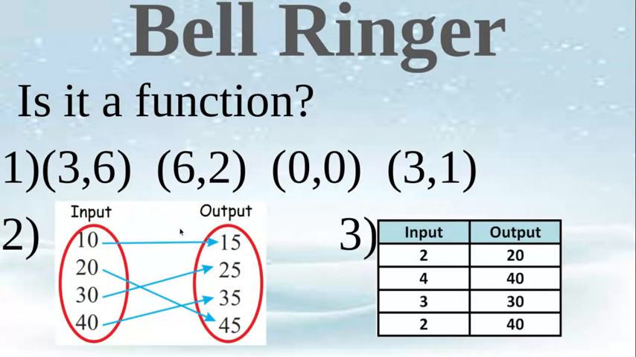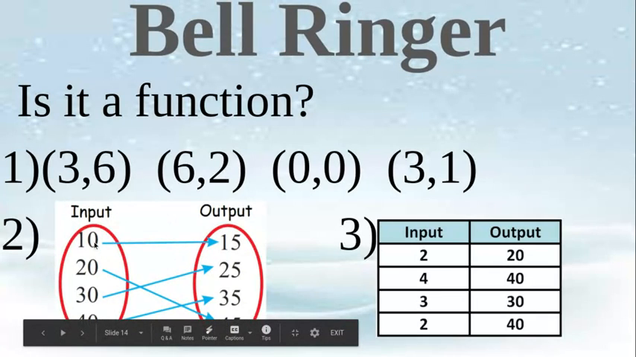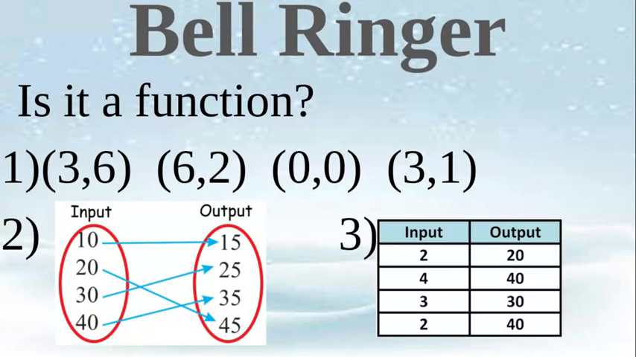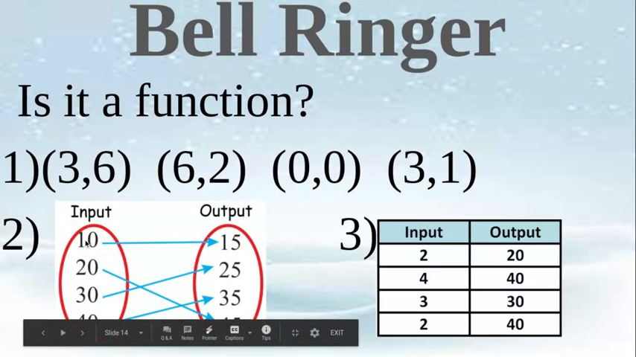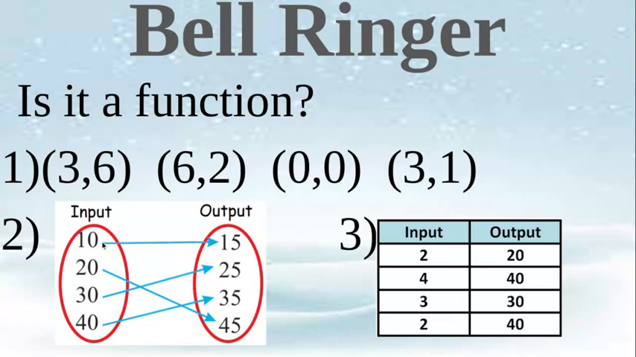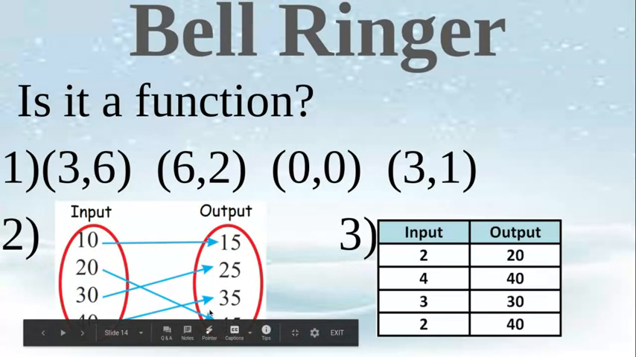If we look at number 2, we have a mapping. 10's going to 15, 20's going to 45, 30's going to 25, and the last one, 40's going to 35. So if we look at those, is it a function? Yes, it is. Why? Because each x only has one arrow leaving it. 10 only has one arrow, so we're good. 20 only has one arrow, so we're good. 30 only has one arrow. 40 only has one arrow, so then it is a function. Now, if 10 was going to 15, and if 10 also had an arrow going down to 35, then it would not be a function.